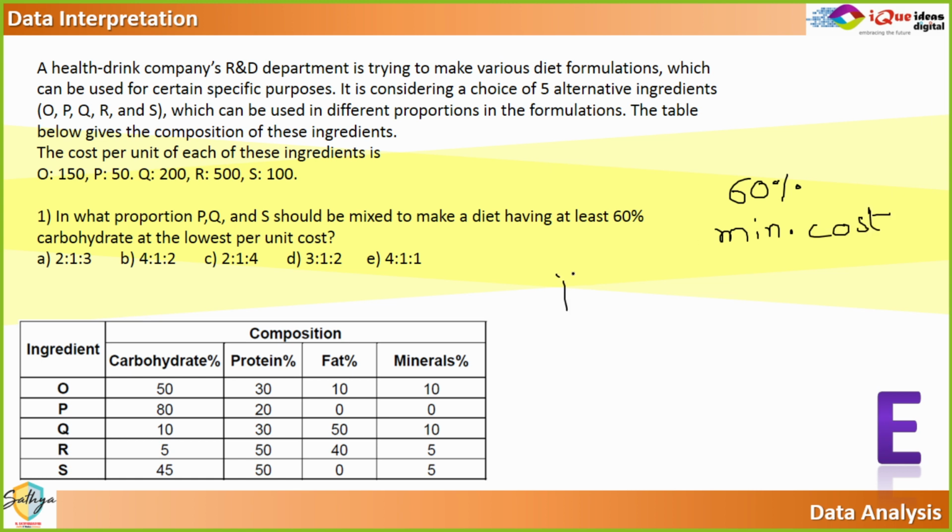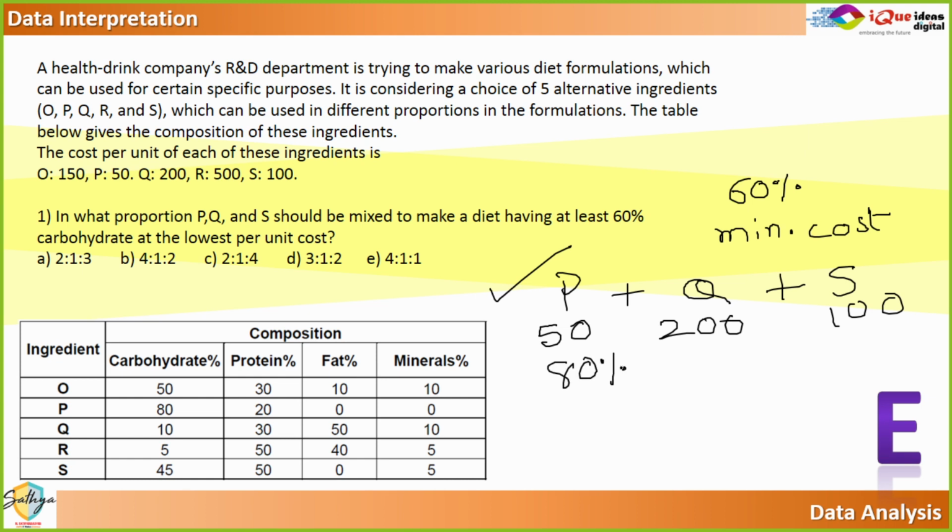Right, so let's take a look. The three ingredients to be used are P, Q and S. Cost wise, P is only 50, Q is 200 and S is 100. So the best cost is given by P. Carbohydrate percentage wise, P gives me 80%, Q gives me only 10% and S gives me 45%. So carbohydrate wise also P is the best. So anything which contains P as the maximum amount will be the best combination.